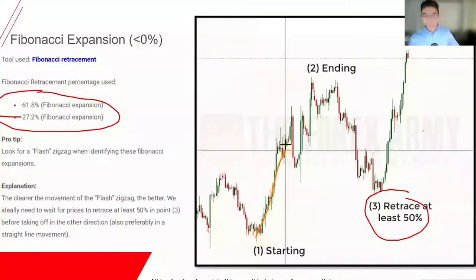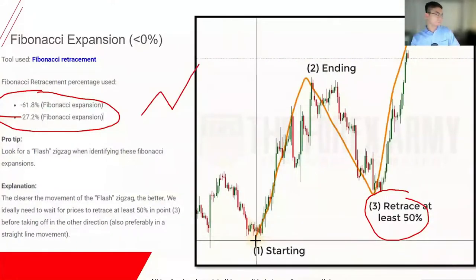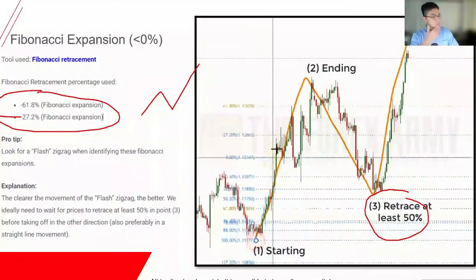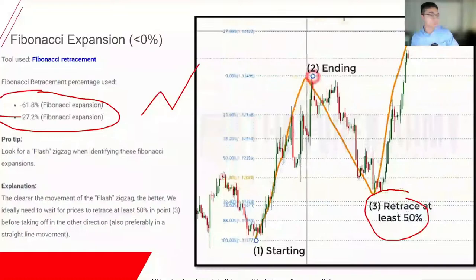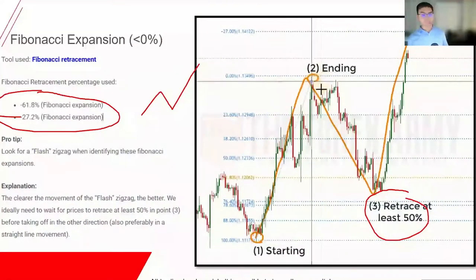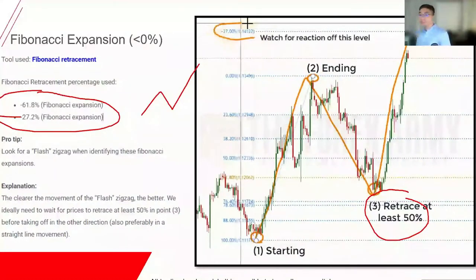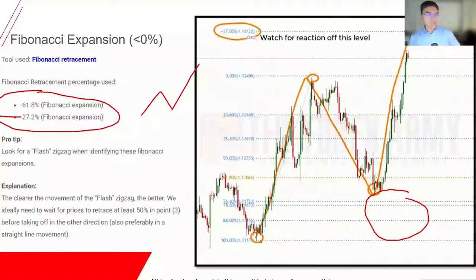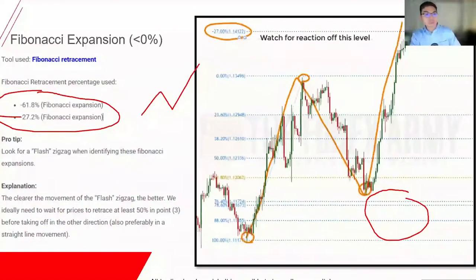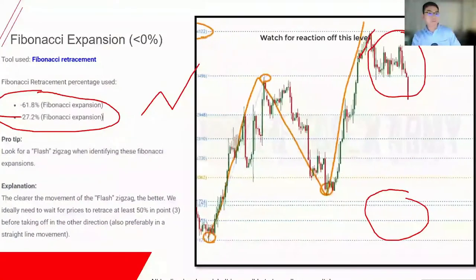Okay, take a look. It looks like a zigzag, like a Harry Potter zigzag line. So the explanation: the clearer the movement of the flash zigzag, the better. We ideally need to wait for price to retrace at least 50% in point 3 before taking off in the other direction. Okay, so maybe I'll just watch through it one more time. It actually rejected right here, rejected back down towards the downside.